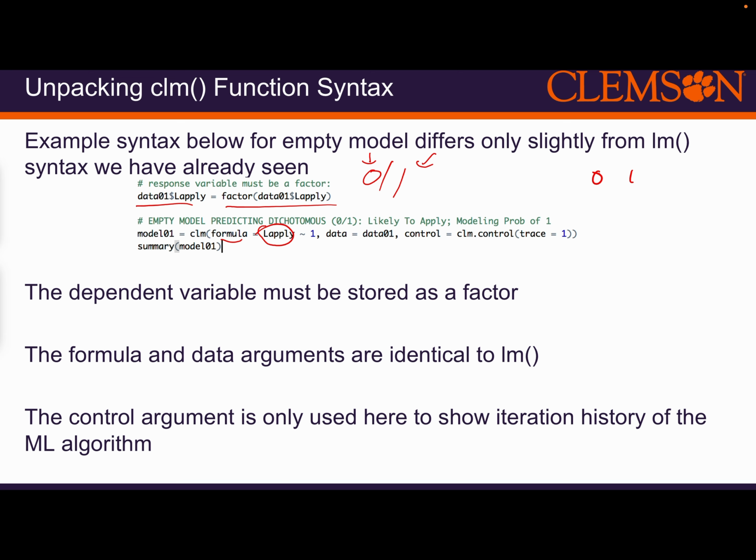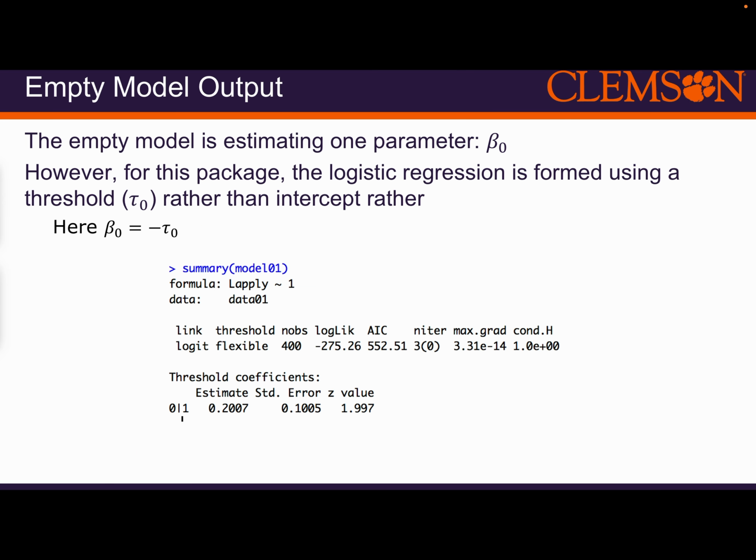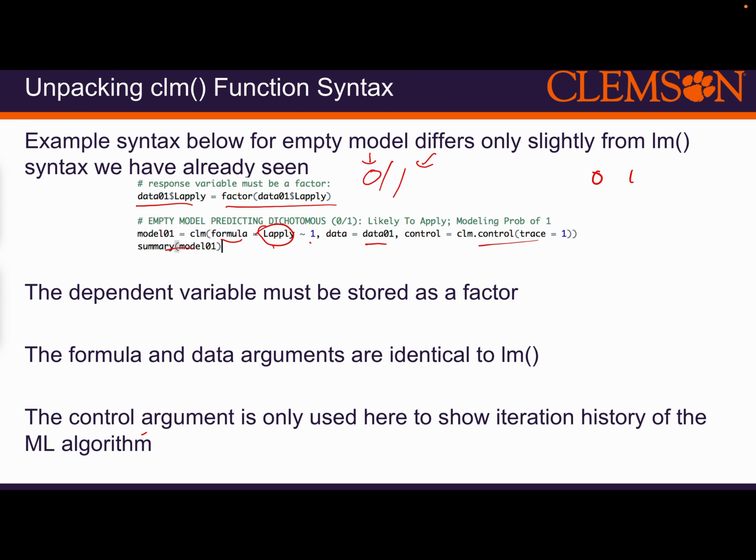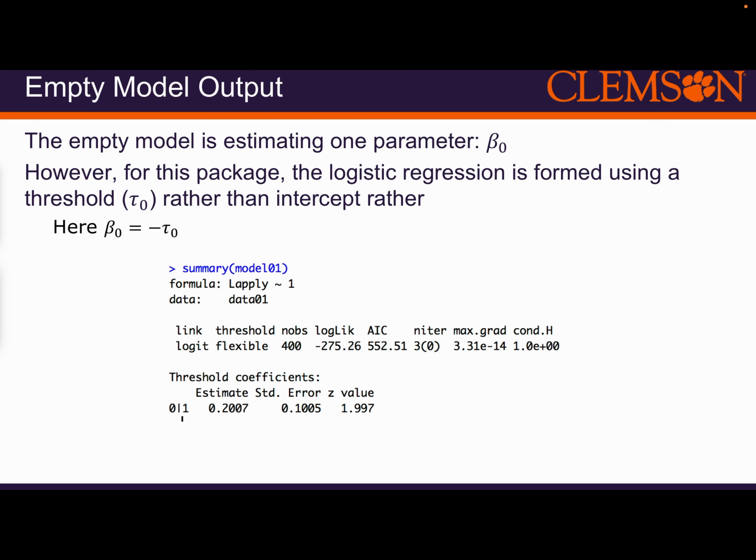Just like in the LM function in R, we'd have a formula. Lapply tilde 1 means we want an empty model. We give it our data set. We can tell it trace of 1 here to mean we're modeling the probability of 1 itself. And we can get our summary out of it as well. Okay. This control argument is only used to show the iteration history. So I'm tying this to what I taught you about maximum likelihood.